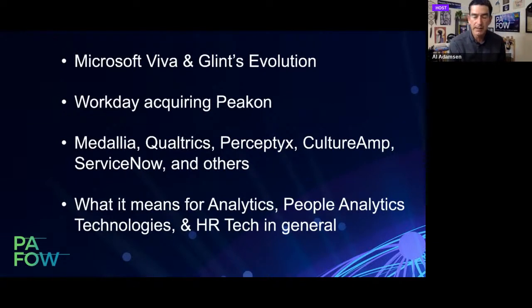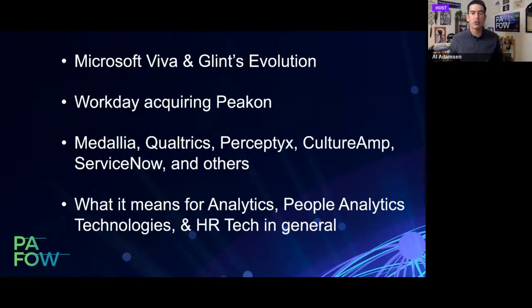Workday acquired Peakon, which is huge news. They're now not only talking about engagement, but employee experience as well. And Medallia, Qualtrics, Perceptyx, CultureAmp, and ServiceNow have long positioned themselves in this employee experience space.